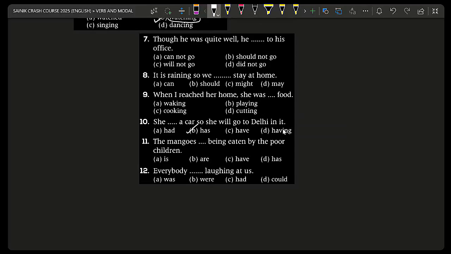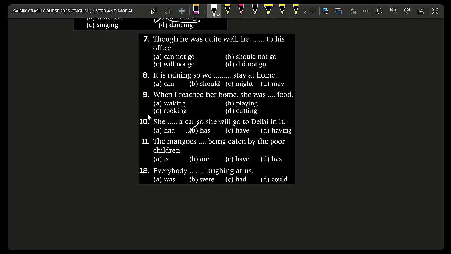Yes, sir. Why don't you choose having? Having is also present form only, but why don't you choose having? Sir, having is a past form, sir. Yeah, having is also a present form, but we are not choosing having. Why? Because if having is there, it should be preceded by some helping verb like is or are. But is there any is or are in the sentence here after she? Sir, no, sir. We can say she is having, but there is no helping verb, so we have to go for has. Okay, very good. 11th one.